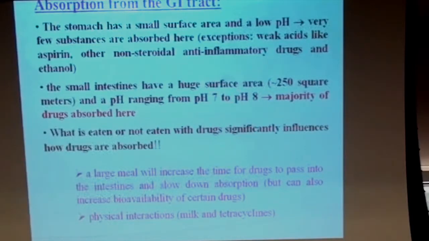You probably remember from high school that in the small intestines you have these villi. If you would flatten those out, you get an impressive surface area, 250 square meters. That's a football field. That is a glorious surface for drug absorption. This is where your drugs are absorbed. And that's why the passage time out of the stomach matters so much.